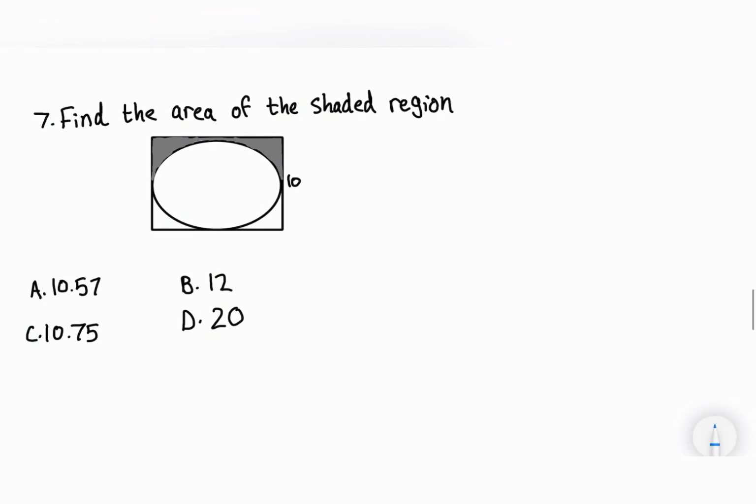Now let's move on to the next problem. The next problem says, find the area of the shaded region. So the region in gray. Okay, and what was given to us is that the side is equal to 10. And we have to find the area of the shaded region. So we know that a side is 10. That means the diameter is 10. That means the radius is what? The radius is half of the diameter. So 10 divided by 2, which is 5. So the radius equals 5.